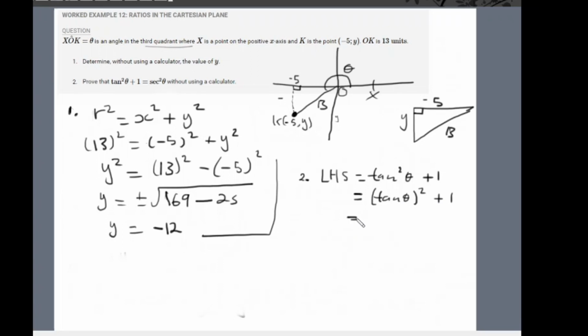And then remember, we defined tan theta as y over x. So this is (y over x) squared plus 1. Therefore y is minus 12, x is minus 5, right? So now punch this in your calculator.